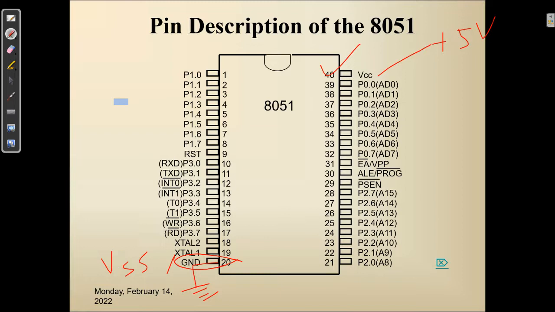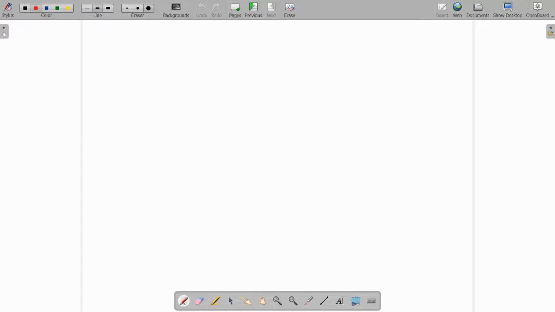Okay, then can you see here pin number 18 and pin number 19? So when you talk about pin number 18 and pin number 19, see carefully. I want everyone to draw this along with me. Draw this along with me.